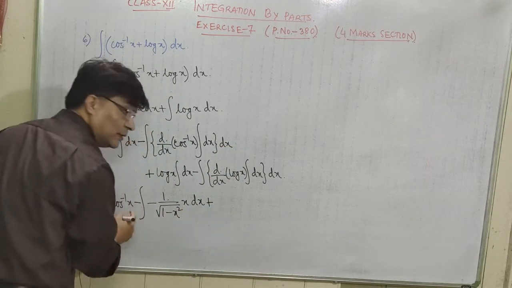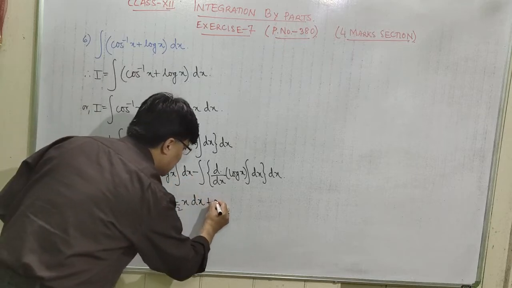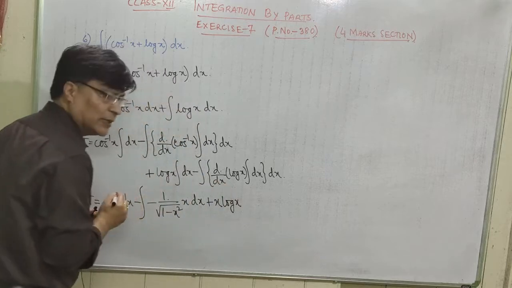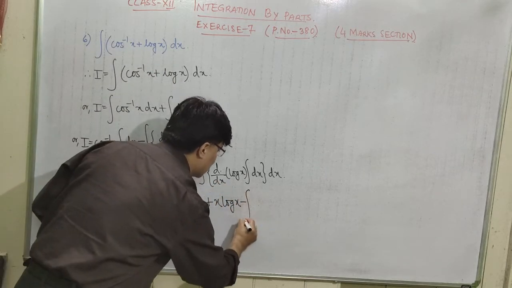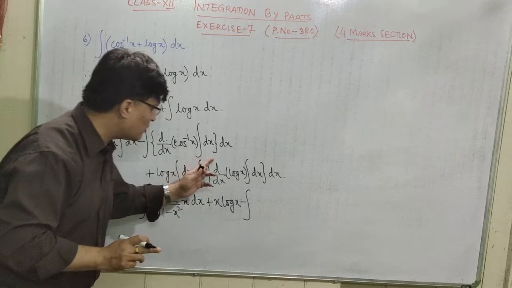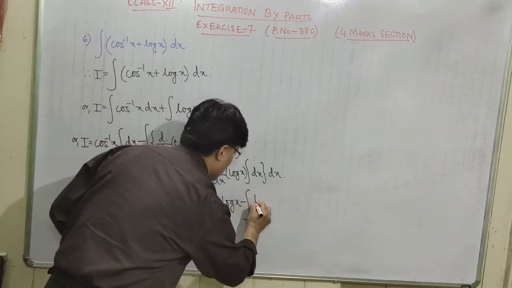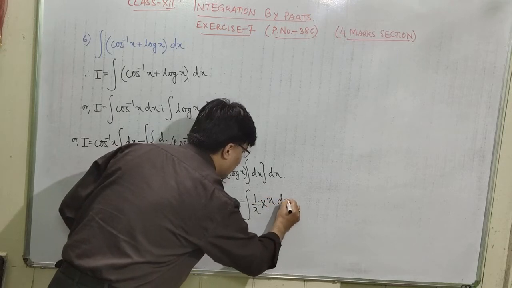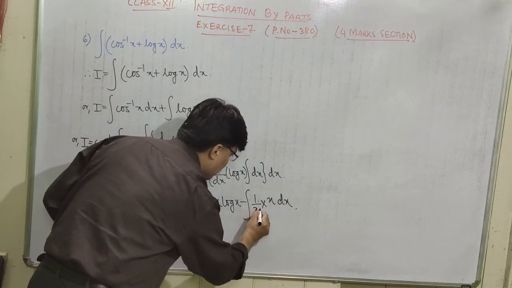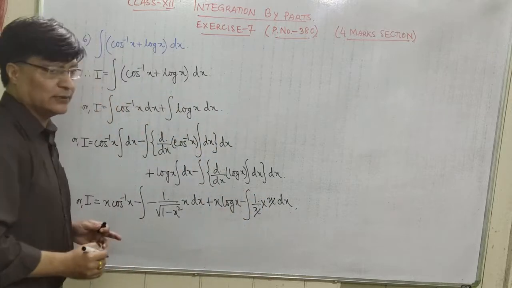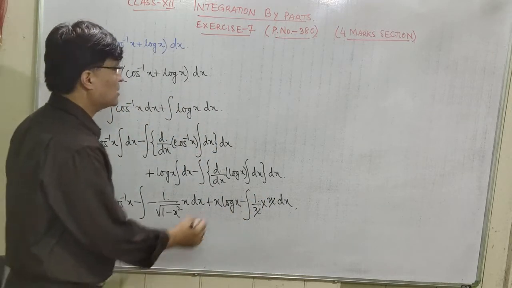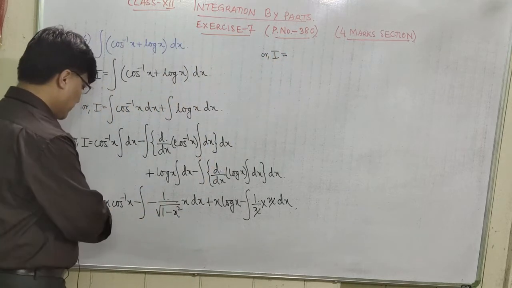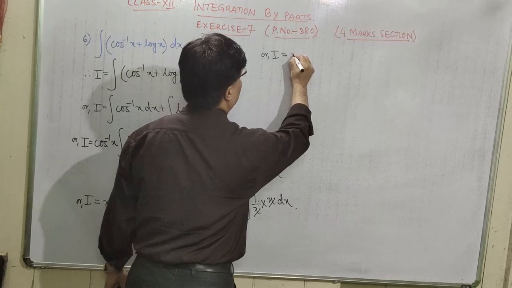Plus, again here, what is integral sign dx? That is your x. Then log x is kept as it is, right? So minus integration of, what is d by dx of log x? It is 1 by x, into, what is integral sign dx? x, then what do we write? dx. So here this x x will be cancelled. So in the next step we have I is equal to, which is the first function? x cos inverse x.